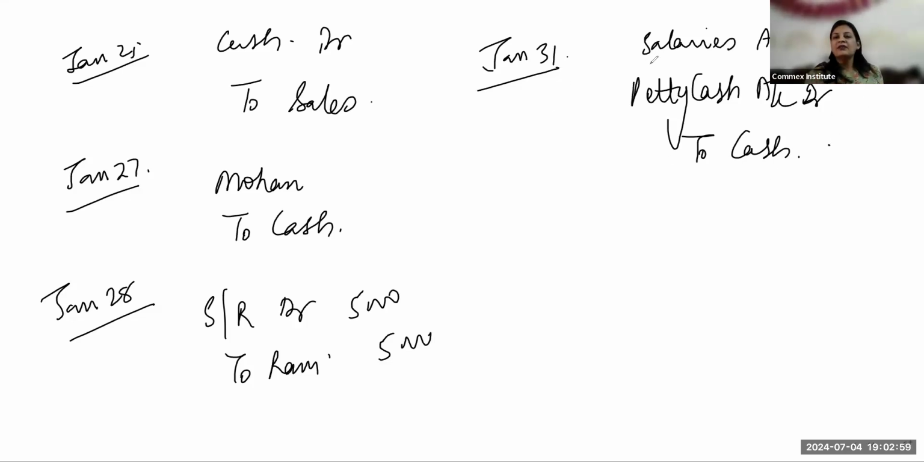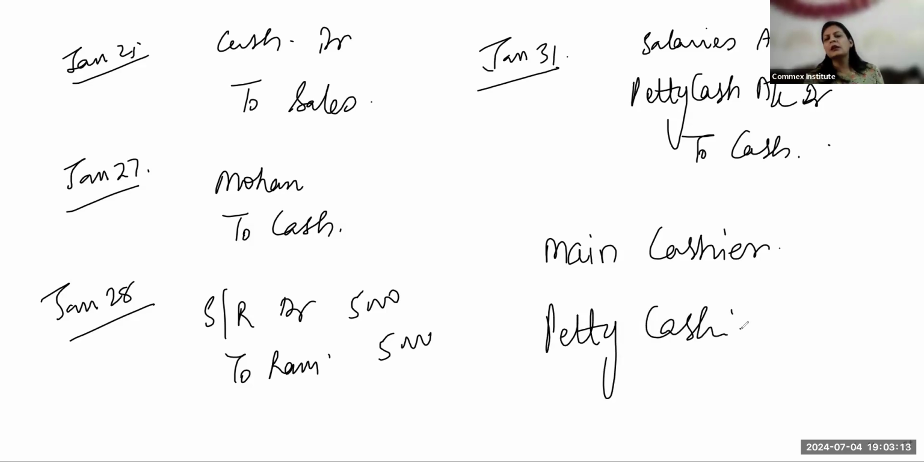Okay. Now why have we clubbed these entries? See what happens. One is the main cashier of the business who has all the cash with him. And another one is the petty cashier. The petty cashier can make payments of small amounts, very small. Every time you don't go to the main cashier for the payments. So the petty cashier is given some amount by the main cashier on a weekly or fortnightly basis, and then he can make those miscellaneous expenses.